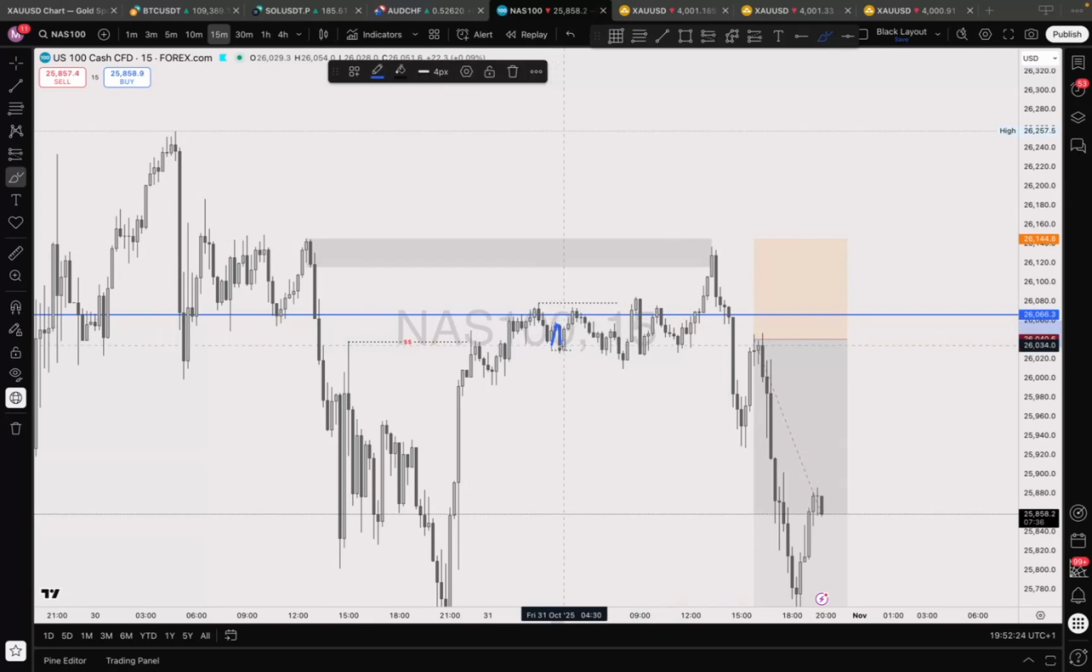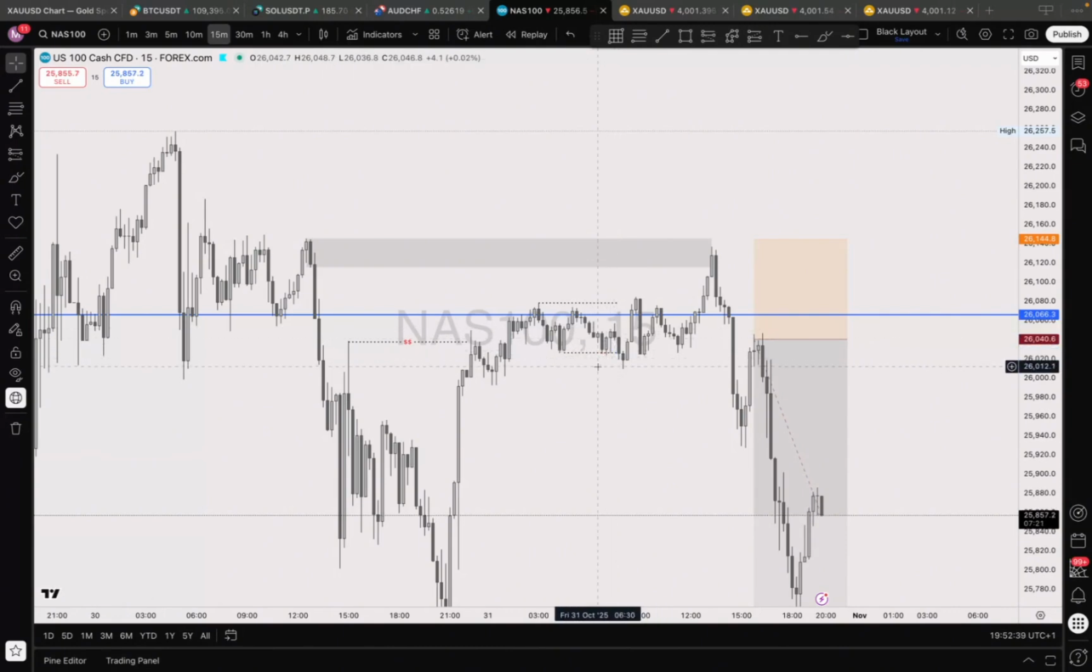Then price break, but it could not break with full body candle, just sweep. So when I saw the sweep, I was not ready to take the trade. I was not ready to take the trade honestly because I was waiting for a full candle body close. Price came back here. It was still with wicks here, still pull back again. I just want a full body candle.